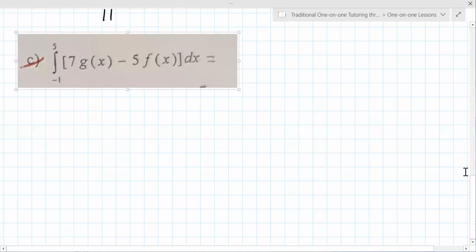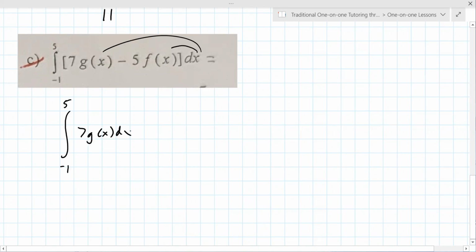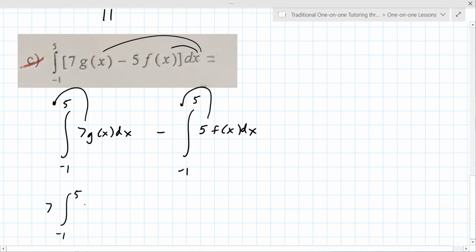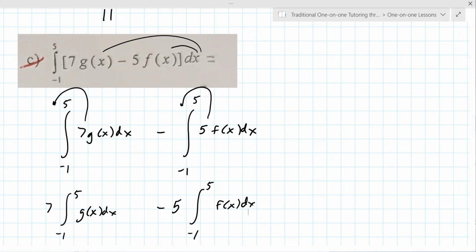Okay, next question here. This is more like the first one. You separate, you kind of distribute this dx to both. So it's the integral from -1 to 5, 7 g of x dx minus the integral from -1 to 5, 5 f of x dx. And then if you're more comfortable, you can move those constants out. So it's 7 integral -1 to 5 g of x dx minus 5 times the integral -1 to 5 f of x dx. And then you go back to your givens.